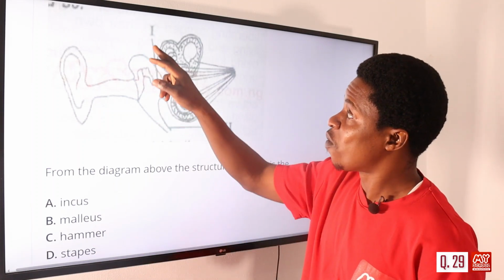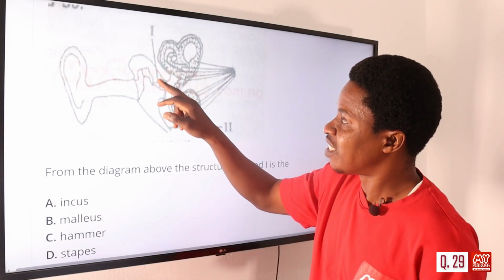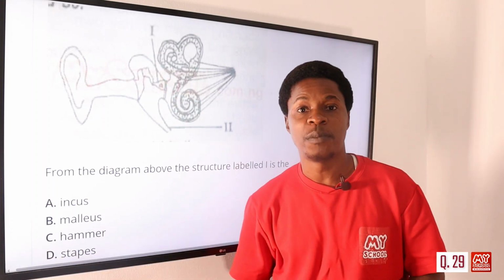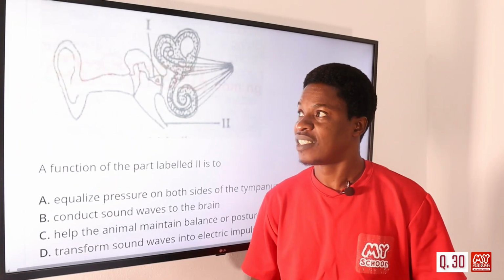So the Roman figure 1, this aspect is the what? It's actually the stapes that is connected or attached to the what? Oval window. So the correct answer is option D, stapes. Now let's move on to question number 30.